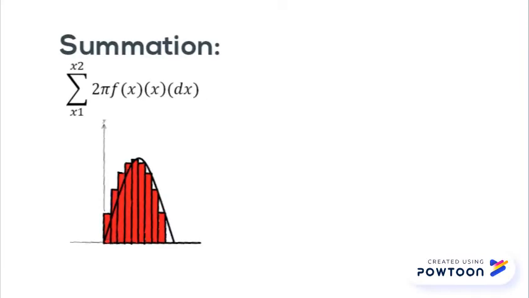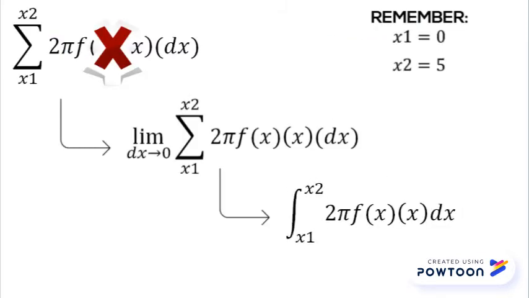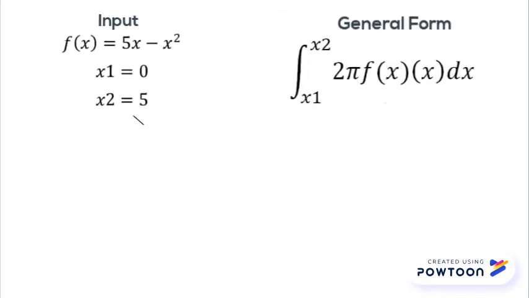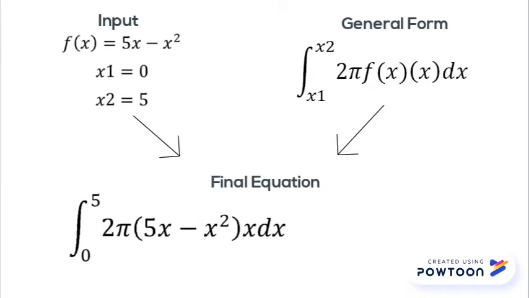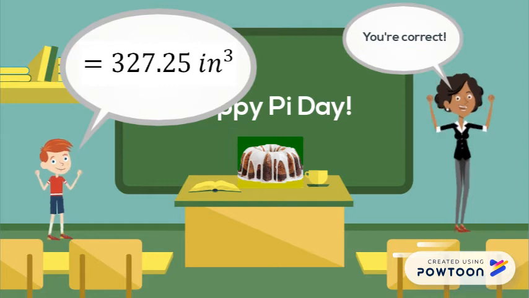And then you make another realization. The integral is a calculus operation used to evaluate the limit of a summation of infinitely thin parts, so using the integral would allow you to find the volume of the bundt cake. You arrive at your final equation of the integral from 0 to 5 of 2 pi times (5x minus x squared) times x dx. You plug the integral into your calculator and get an answer of 327.25 inches cubed, and your answer is correct. You leave class with some delicious bundt cake.